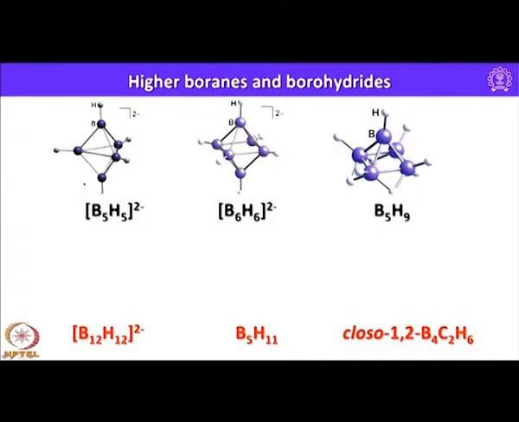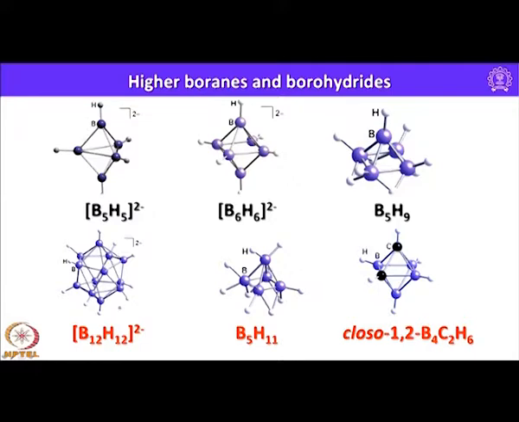For example, consider B5H5, where 5 vertices are occupied by boron atoms. Similarly, if you look at B6H6 2 minus, we have 6 boron atoms occupying 6 vertices of a regular octahedron. Similarly, here we have B5H9, where one of the axial positions of the octahedron is missing. And then we have B12H12 2 minus. In this case the structure is called an icosahedron.